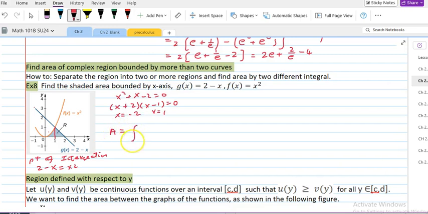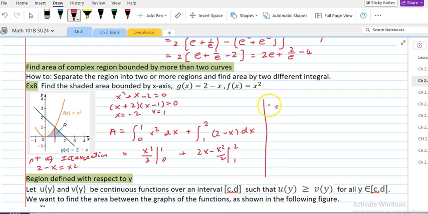So our area would be separated. From 0 to 1, the top graph is the x squared graph minus 0, dx. And the bottom graph is 1 to 2. Is it 2? Yeah, the point of intersection is 2. And the top is 2 minus x, minus y equal to 0, minus 0, dx. So basically you would do x cubed over 3 from 0 to 1, plus 2x minus x squared over 2 from 1 to 2.